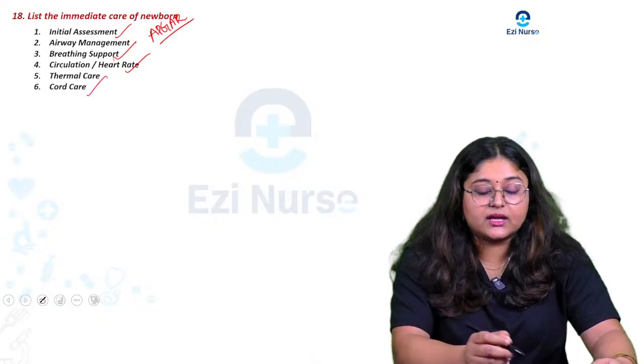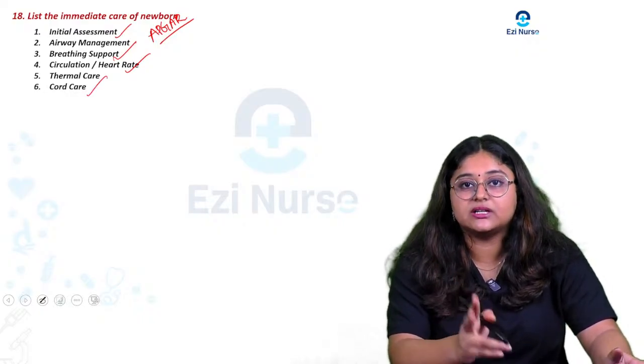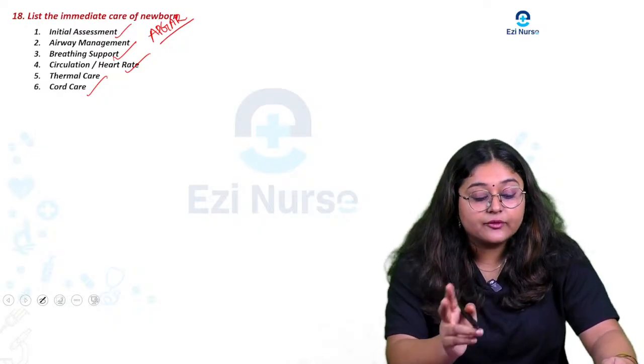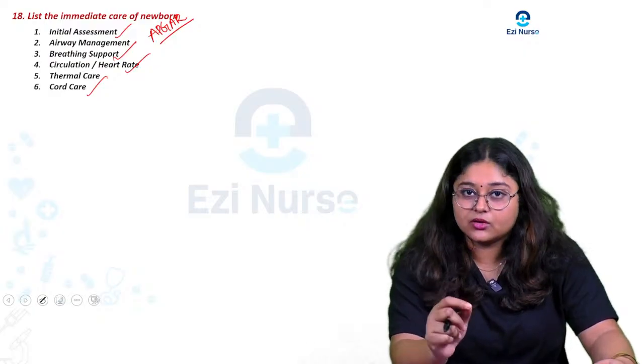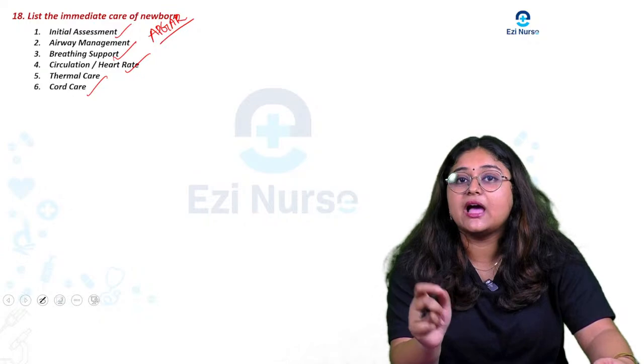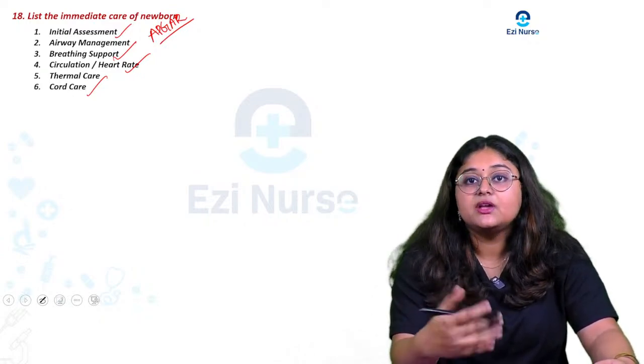Next is cord care. Cord care means that after delivery of the baby, after 1 minute we have to clamp and cut the cord. After that we have to collect the blood from the cord for sampling, and at the same time through the cord we also have to give injections, which will be helpful for the baby's growth.